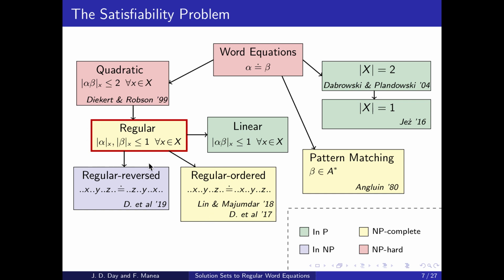So the class of regular word equations gets NP hardness as a direct result of the regular ordered equations being NP complete, and the main result of our paper and this talk is also inclusion in NP in this case, so complexity upper bounds, which come about as a result of a better understanding of the solution sets to regular word equations.